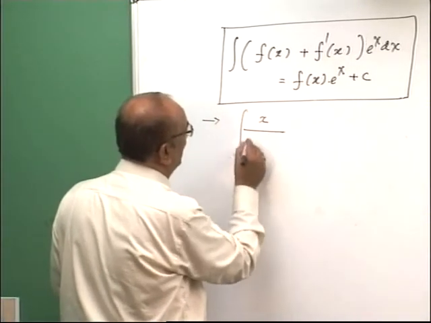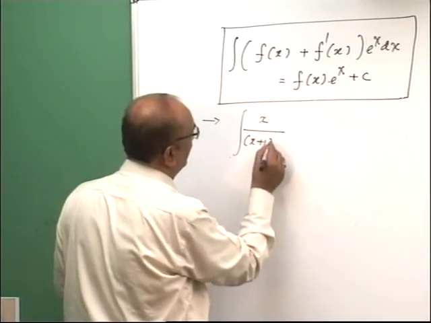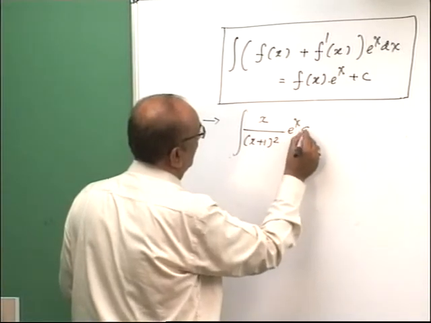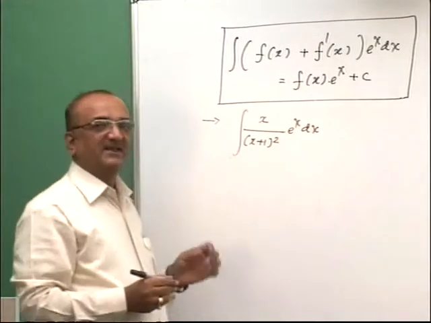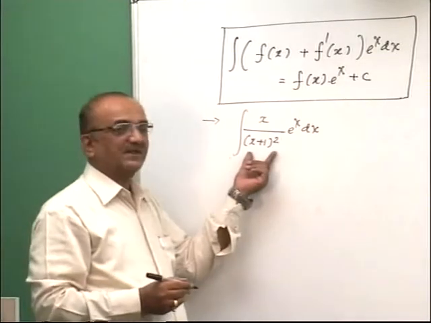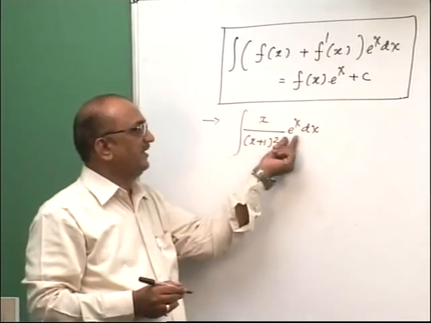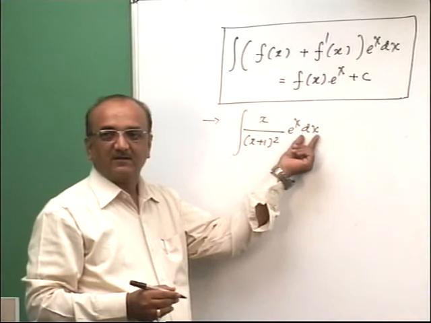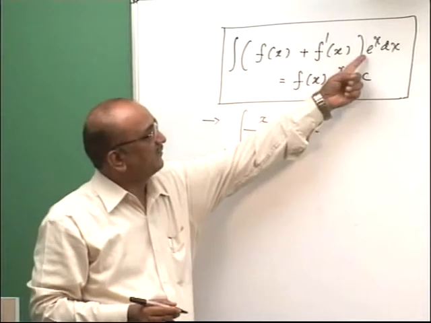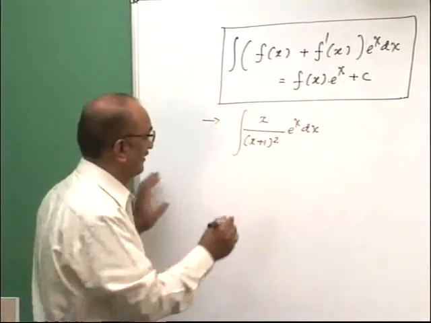Integration of x upon (x plus 1) the whole square into e raised to x. Read the first term, what is written? x upon (x plus 1) square into e raised to x dx. Is e raised to x given? Yes, it is given.